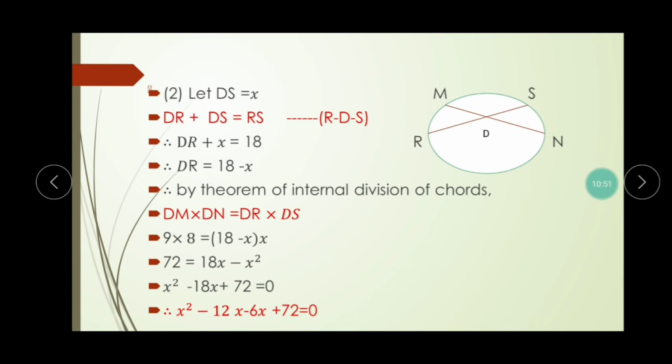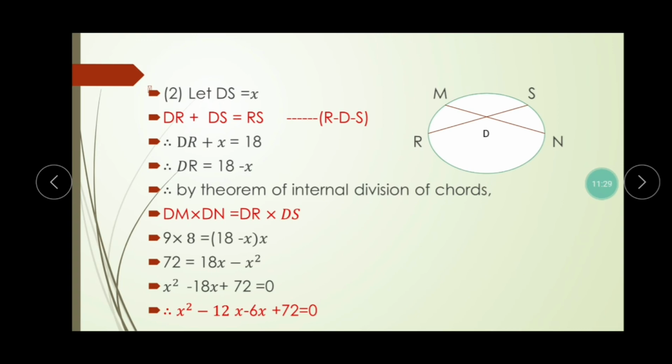So now by the theorem of internal division, DM into DN is equal to DR into DS. Substitute the value: 9 into 8 is equal to (18 minus X) into X. Open the bracket. 8 into 9 is 72, that is equal to 18X minus X square. Now here we are getting a quadratic equation that we have to solve. So the equation turns out to be X square minus 18X plus 72. The product is 72 and sum is minus 18. So it is 12 and 6.